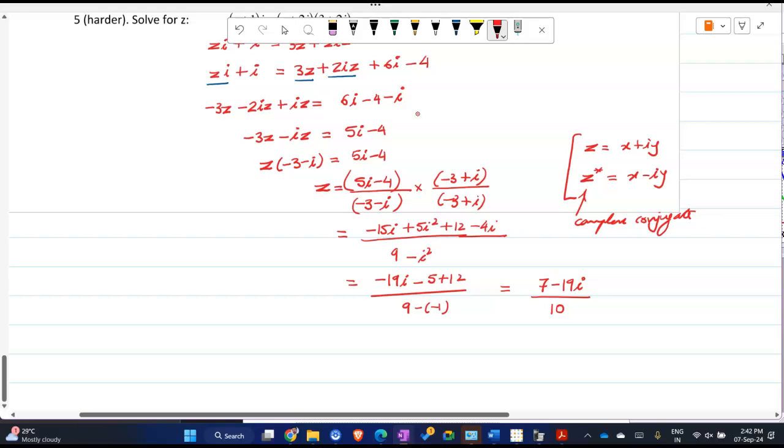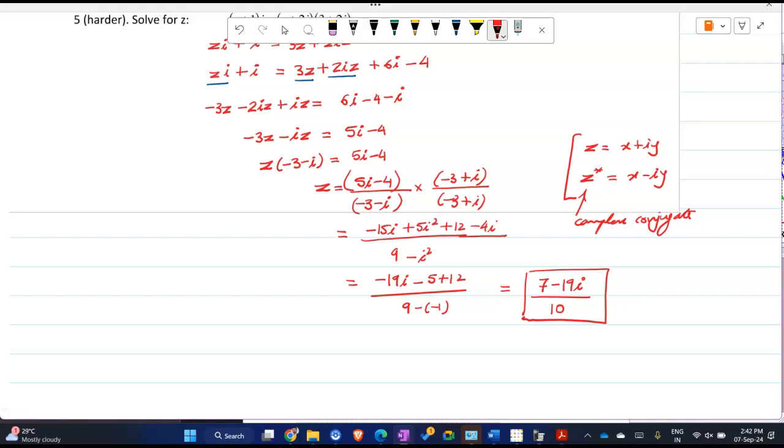How come it's 10? Because you're adding, right? i squared is minus 1, and there's a minus, so minus and minus shifted to plus. Follow? Yes. So this was your complex number. This is important.